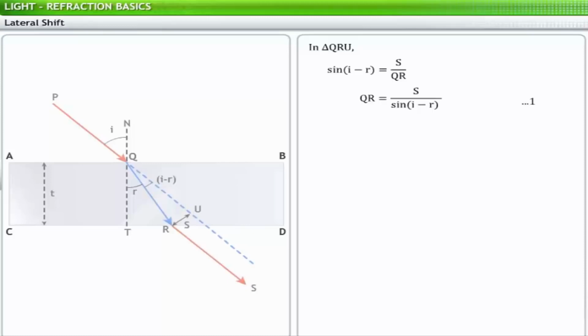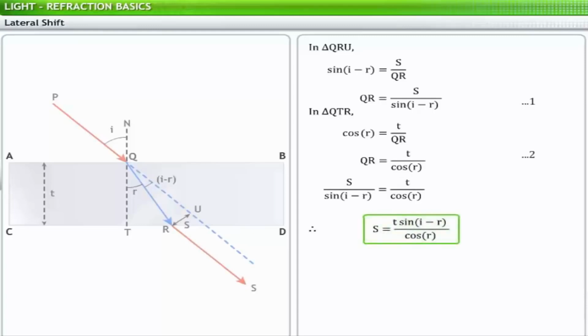Now consider the right triangle QTR. In this triangle, cosine of r is equal to the ratio of QT to QR, which is equal to the ratio of thickness t of the slab to QR. Thus, QR is equal to the ratio of t to cosine of r. This gives you equation 2. From equations 1 and 2, we get the lateral shift in the slab as S is equal to t multiplied by sine (i minus r) divided by cos r.